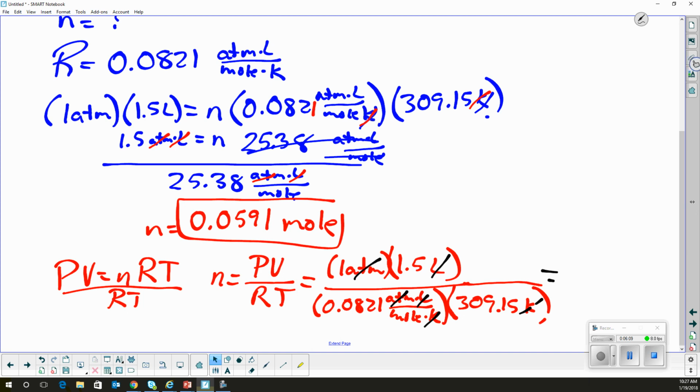I can plug it into my calculator, times to the top, divide, parentheses, times to the bottom, and I've got my answer. So that's the way I like to do it because it's all one step.